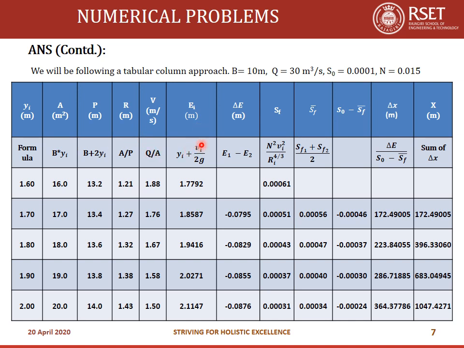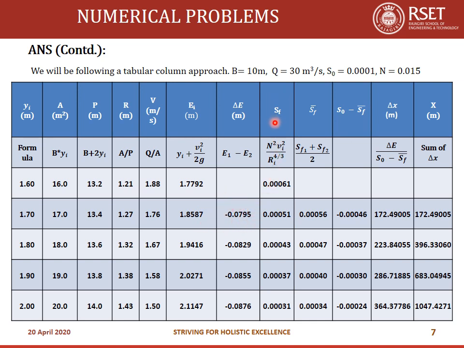Now the next column is energy. Energy is given by y plus v squared by 2g, and delta E is the difference between the energies corresponding to two different depths. So in the first row there will not be any delta E, E1 minus E2, because only when you get an E2 will you be able to find out the difference. First we have to find out E1 and E2, and corresponding to E2 we will be able to write E1 minus E2.